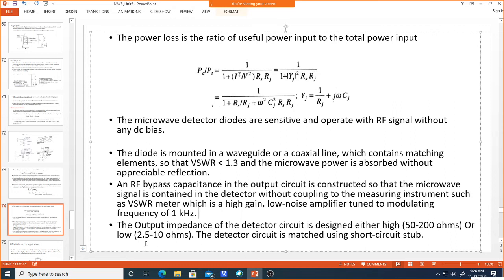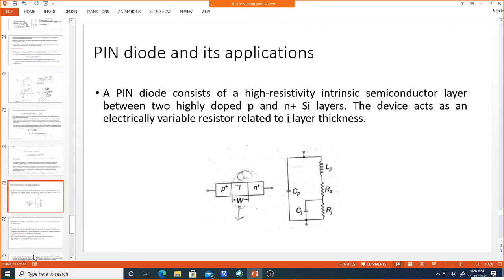So both can be designed. The detector circuit is matched using a short circuit stub. You already know the methods of matching. Either you can use lumped elements, LC elements, to match it, or you can use stubs, either open circuit stub or short circuit stub, in parallel or series combination, whichever is easier for fabrication. You can use that matching circuit by using the stub. So this is about the Schottky diode, how it detects the signal.